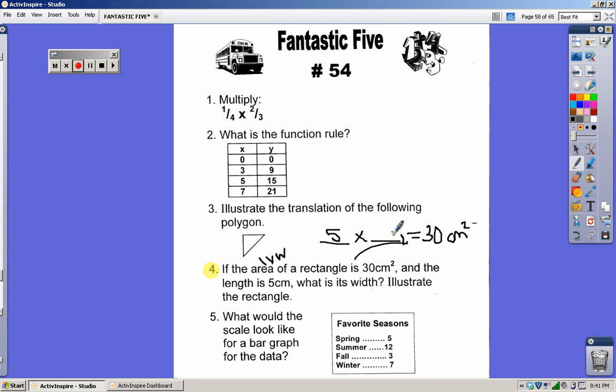Anytime we don't know anything, substitute it for a variable. That looks funny right there, side by side, that x and that x. So I would substitute it for a different variable. I'm going to pick a very wise variable. I'm going to use that w. It doesn't really matter because a variable is just that. It's a substitution for something you're trying to figure out. 5 times w equals 30. Well, 5 times what equals 30? It's a division problem. 5 times 6 equals 30. So 6 centimeters is your best answer for that problem.